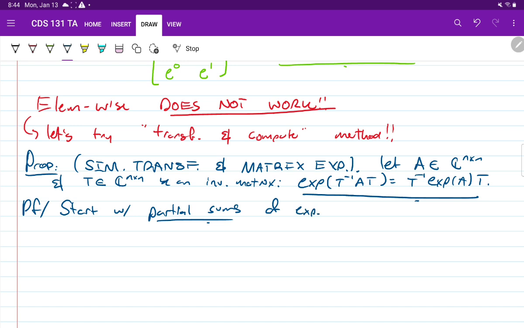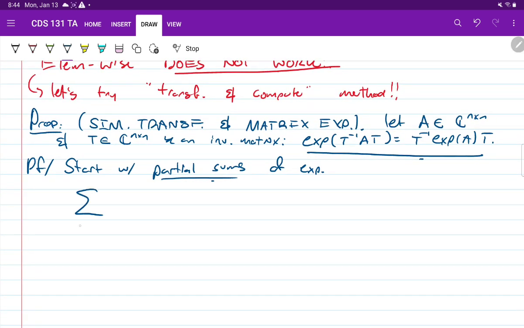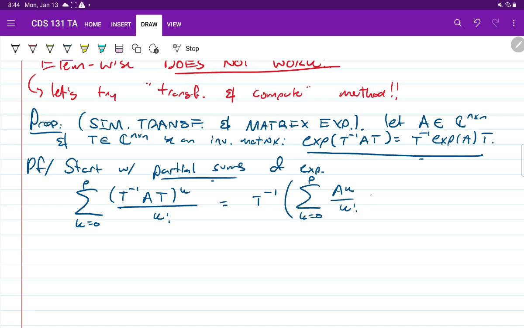Okay, so I'm not going to look at the whole infinite series because we might have some convergence issues. I'm going to start just by looking at the first p terms of the series. So if I evaluate the sum from k equals 0 up until p of (T inverse AT)^k over k factorial, what I'll get using that rule that we derived above is that this is equal to T inverse, the sum from k equals 0 to p of A^k over k factorial, all multiplied by T. Okay?